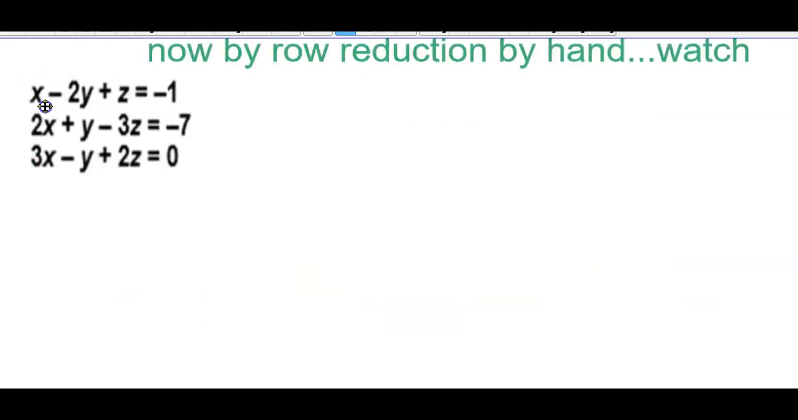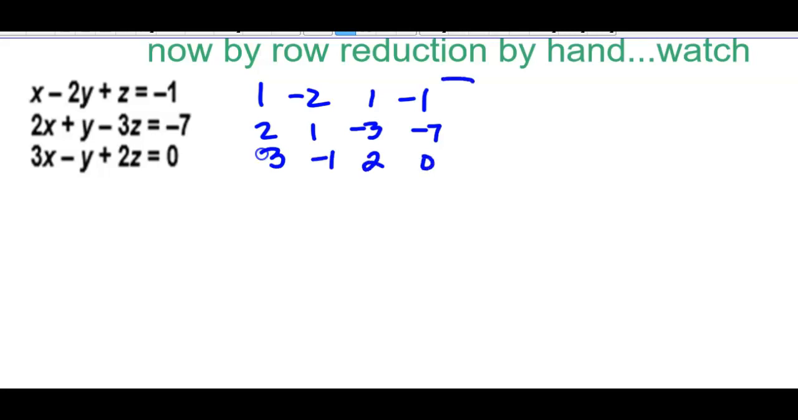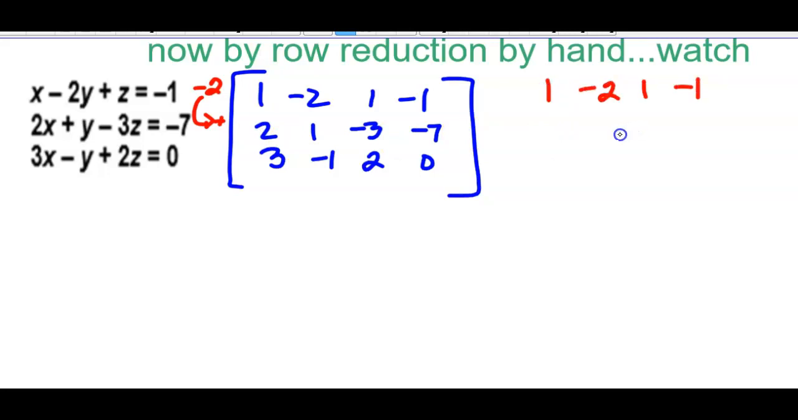All right, so if you change this to a matrix, 1, -2, 1, -1, 2, 1, -3, -7, 3, -1, 2, 0. Then, here's where it gets weird. I'm going to take the first row by -2 and I'm going to add it down to here at the same time. So I'm going to do -2 times 1 added to 2 is 0. I'm leaving the first one all alone. I only know how to do this because I was old and had to do this by hand all the time. Negative 2 times 1 is negative 2.